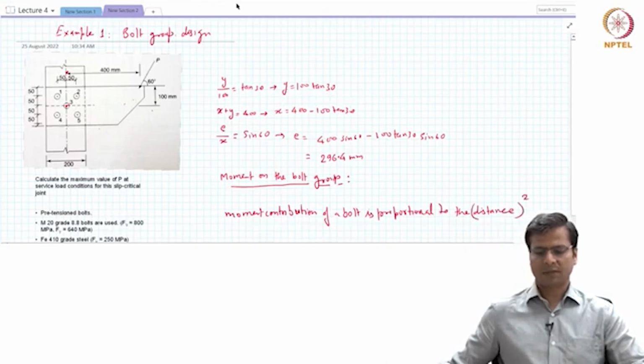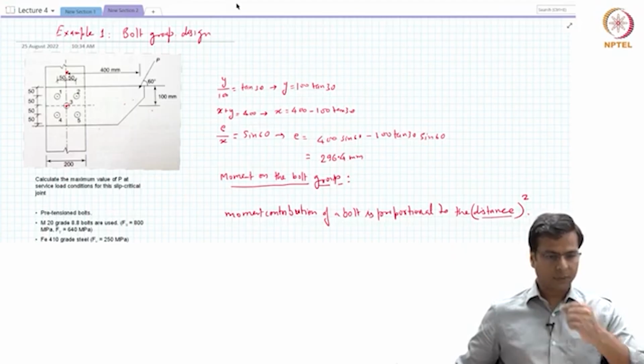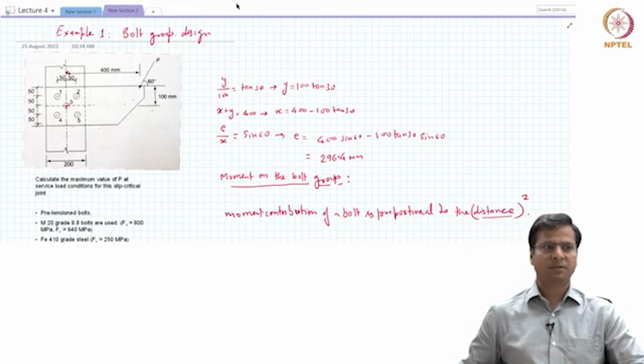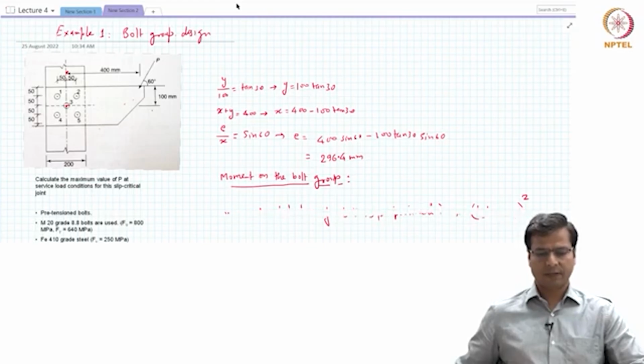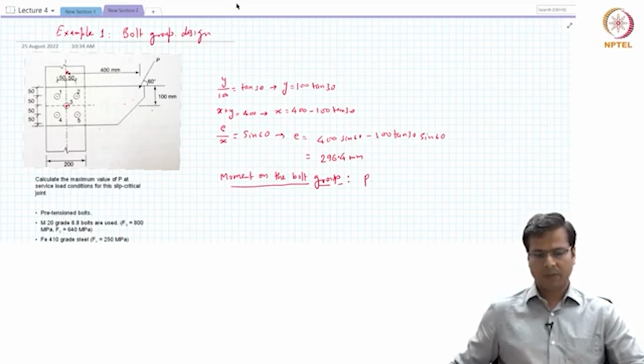When I say distance, I mean distance from the centroid, and when I say centroid, I mean centroid of the stiffness squared. In this particular case, since all 4 bolts are equally distant and bolt 3 has 0 distance from the geometric centroid, therefore the moment will be distributed equally between bolts 1, 2, 4 and 5, and bolt 3 will not resist any moment. Anyway, we'll get there in a minute. So moment on the bolt group is P multiplied by E, that is 296.4 P.